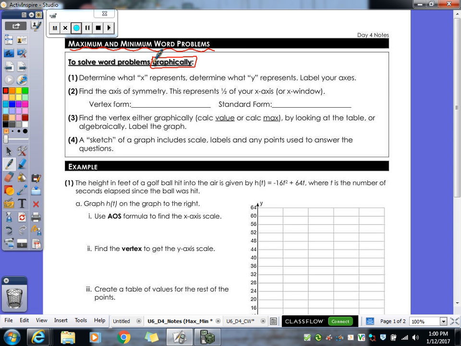If we look down here, your graph needs to include a scale, labels, and any points to be used to answer the question. That's what needs to be on there. All this other stuff up here, that's for if you have to make your own scale. But you know what the nice thing is about the Regents exam? They always give you your scale, so you don't have to make your own, so we don't have to really go through that. The one part I do want to go through is vertex form.